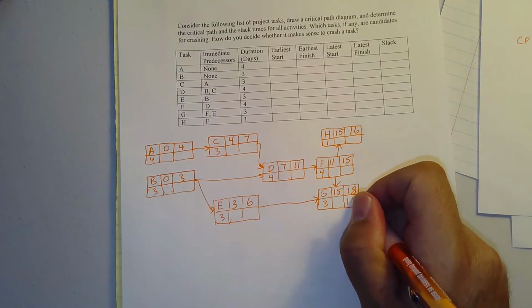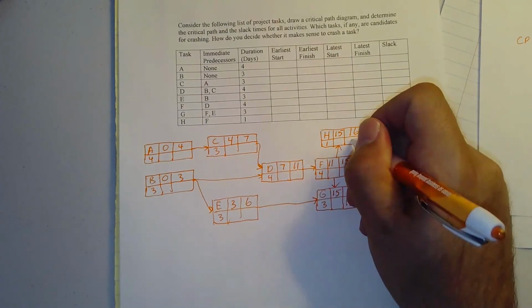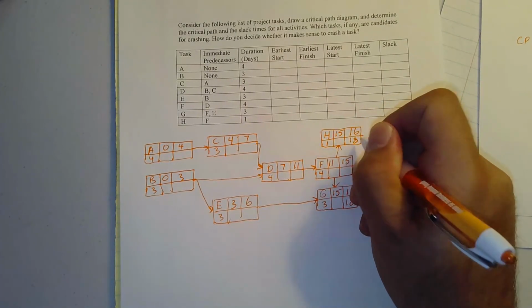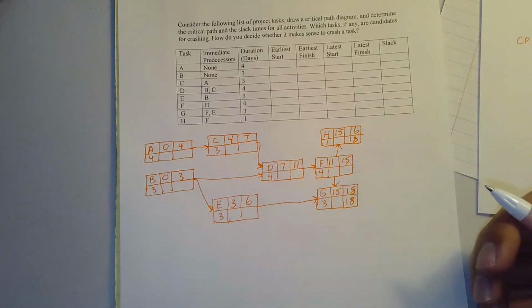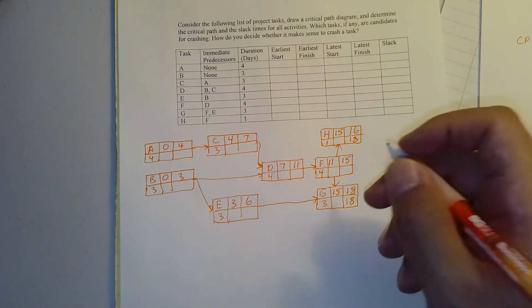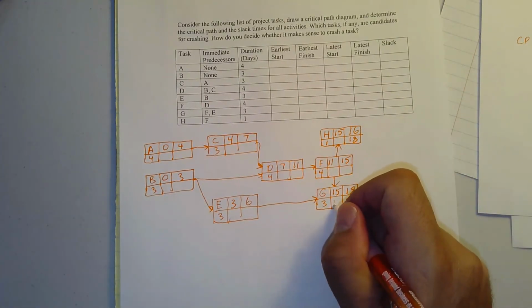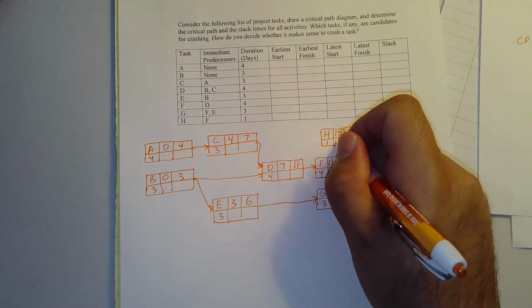And it's going to be a late finish of 18 and a late finish of 18. Because if this is over any later than 18, it will delay the project. But it doesn't need to be done by 16 because it has no successors. So 18 minus 3 is 15. 18 minus 1 is 17.